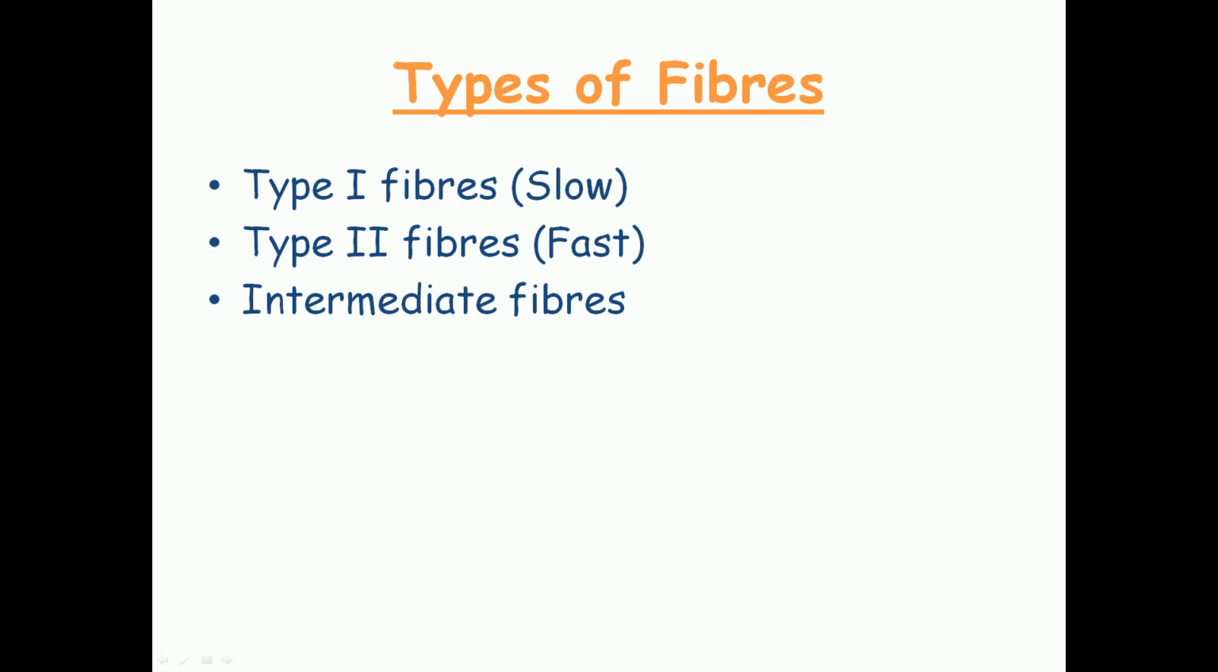There are 3 main types of skeletal muscle fibers. The first one is type 1 fibers, which are slow fibers. The second one is type 2 fibers, which are fast fibers. And type 3 is intermediate fibers. The intermediate fibers are nothing but a variant of type 2 fibers.